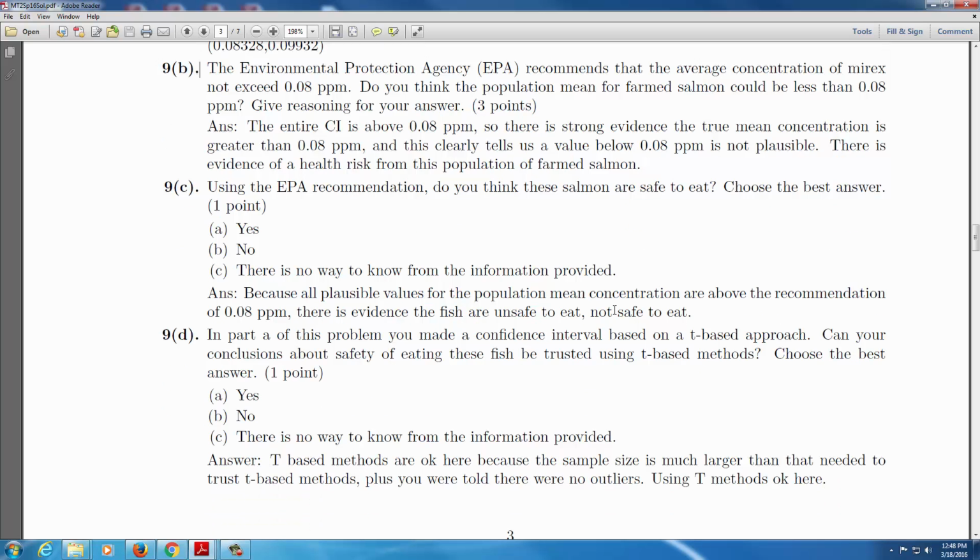1 point for that. In 9D, I'm asking you about trusting and being able to believe T confidence intervals or T-based methods. And we have way over 40 observations. We had 150. And we know we don't have to worry about outliers because the description said there were no outliers. T methods are okay here. The right answer for 9D is A.